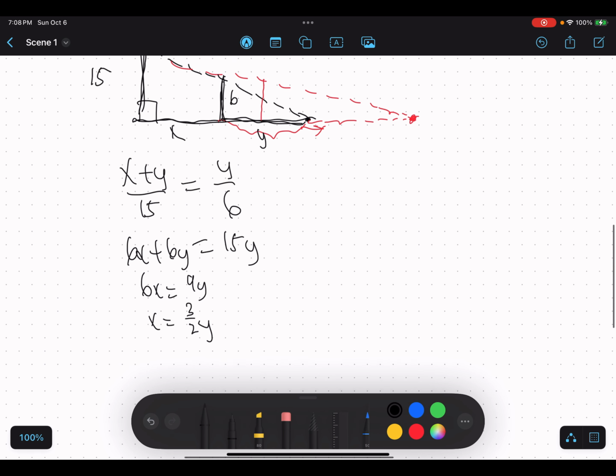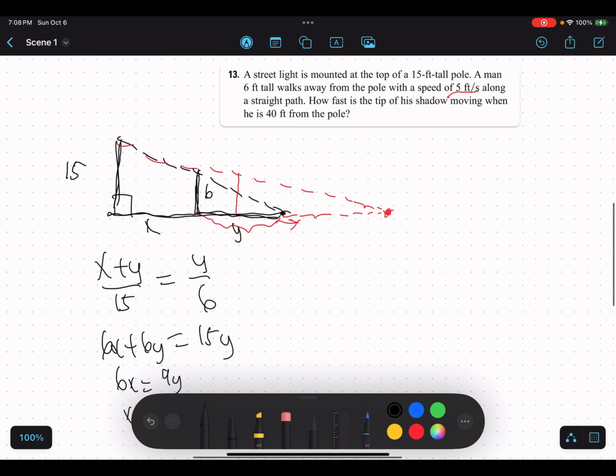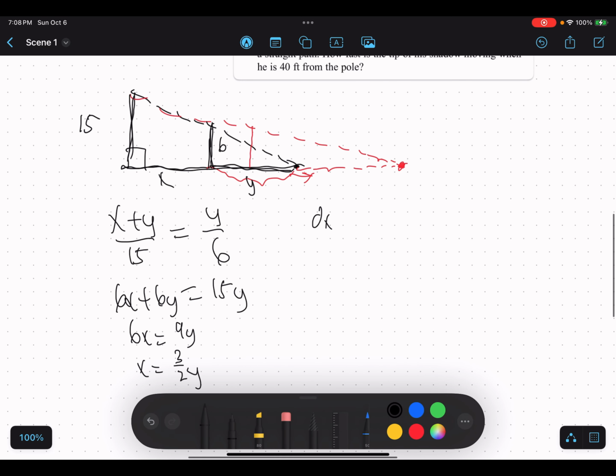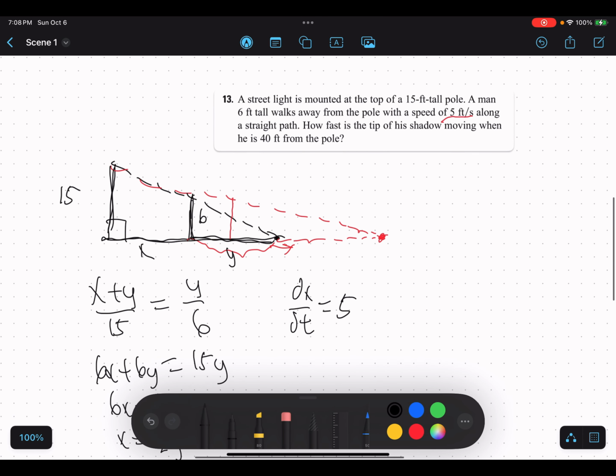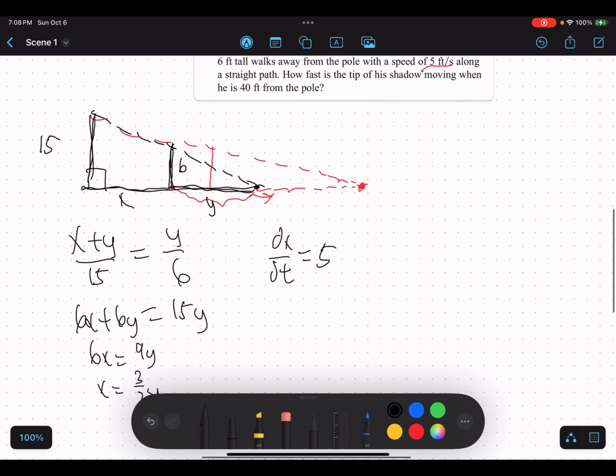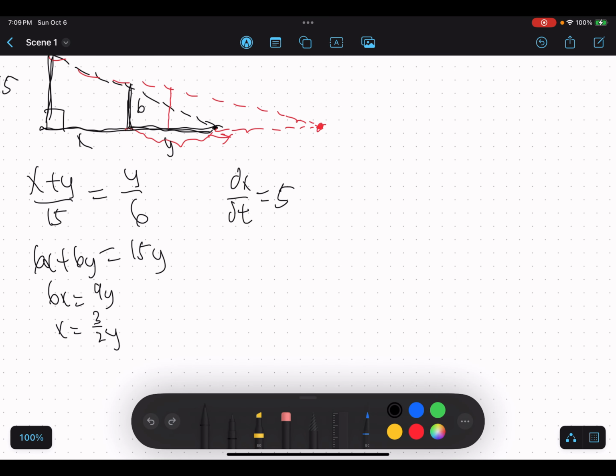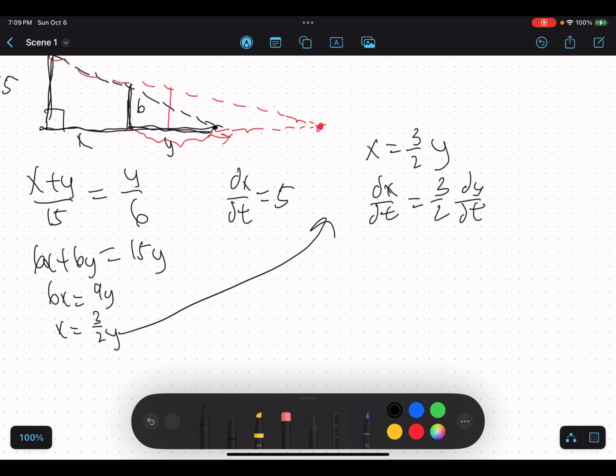Alright. So now we also are given that dx over dt equals 5, right? This is the speed at which the person is moving. Alright, so now let's rederive this again. And we know this is 5.